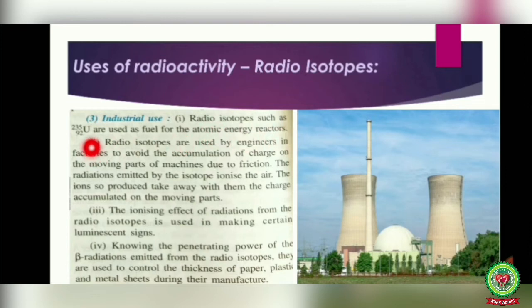Radioisotopes such as uranium-235 (92) are used as a fuel for atomic energy reactors. This is one of the uses at a center of atomic energy.